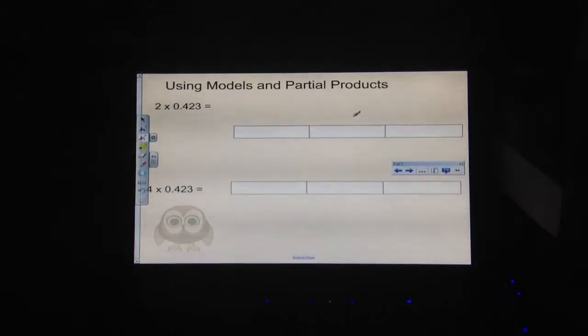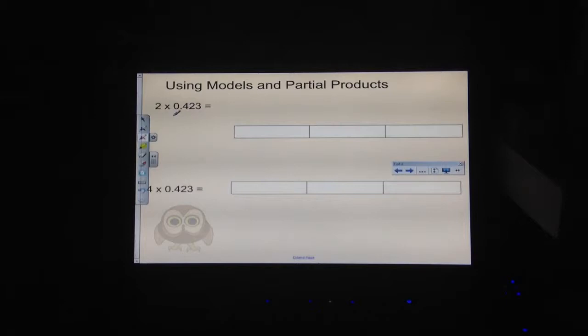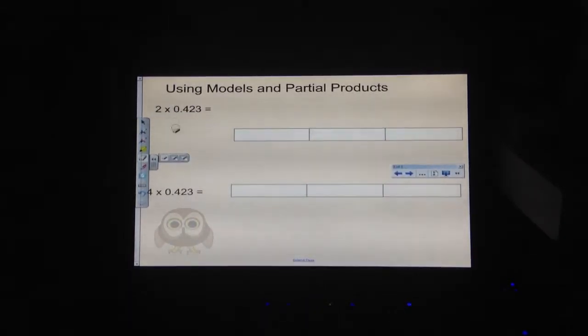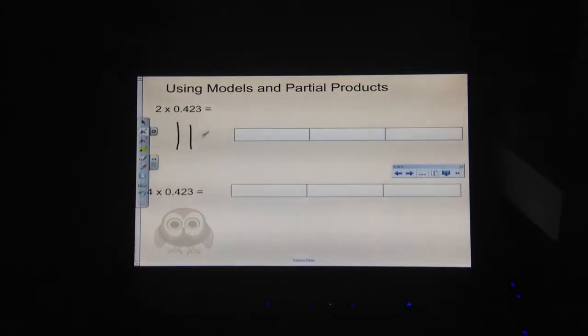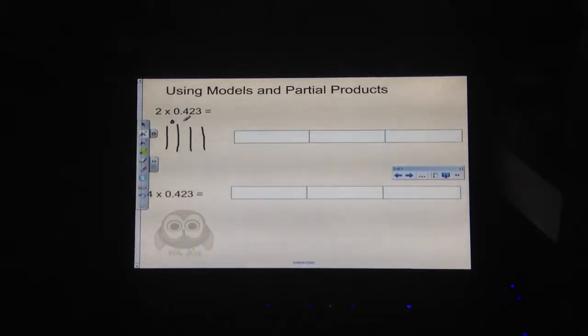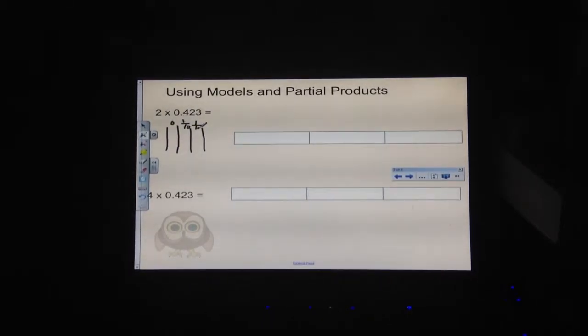So this has to do with partial products. Let's look at it on the place value chart first. So for here, let me get my black pen. The first thing I want to do is draw out my place value chart. I have ones, tenths, hundredths, and thousands.